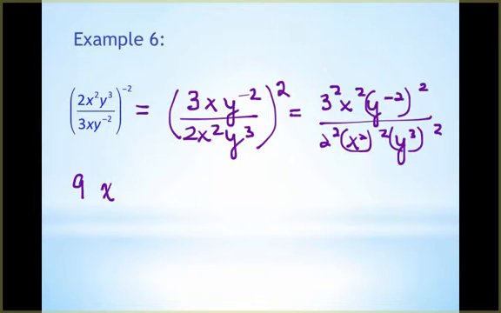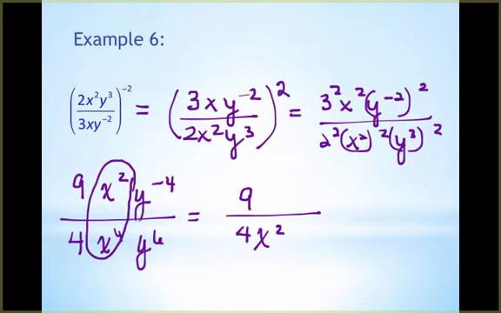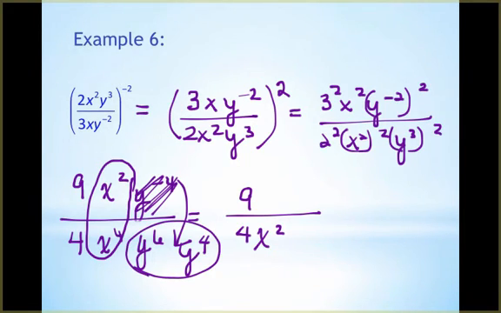Now we'll go through and square everything. That would be 9 x squared y to the negative 4 over 4 x to the 4th, and then y to the 6th. Now we still have some simplifying we can do. 2 x's on the top would cancel with 2 of the 4 x's on the bottom and still leave you 2 x's on the bottom. Then this y to the negative 4 would come to the bottom and become positive. And now I can combine those and get y to the 10th. And that's your final answer.